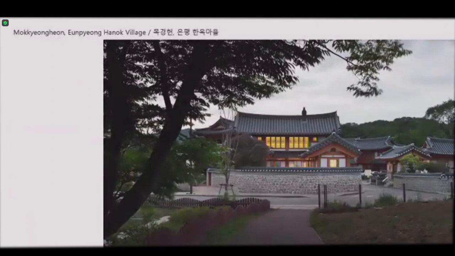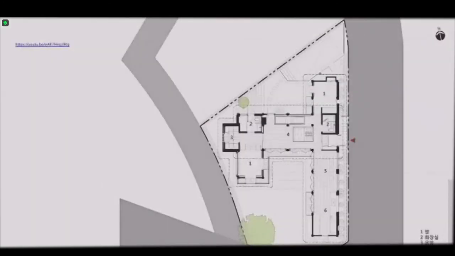This is a different hanok, which we designed in Eumpyeong Hanok Maul, in the suburbs of the great city of Seoul. This is a two-story hanok, which is actually quite new. And the building lot, the property, is not really rectangular. It's an odd-shaped piece of land. But again, it helped us to create a very unique house.